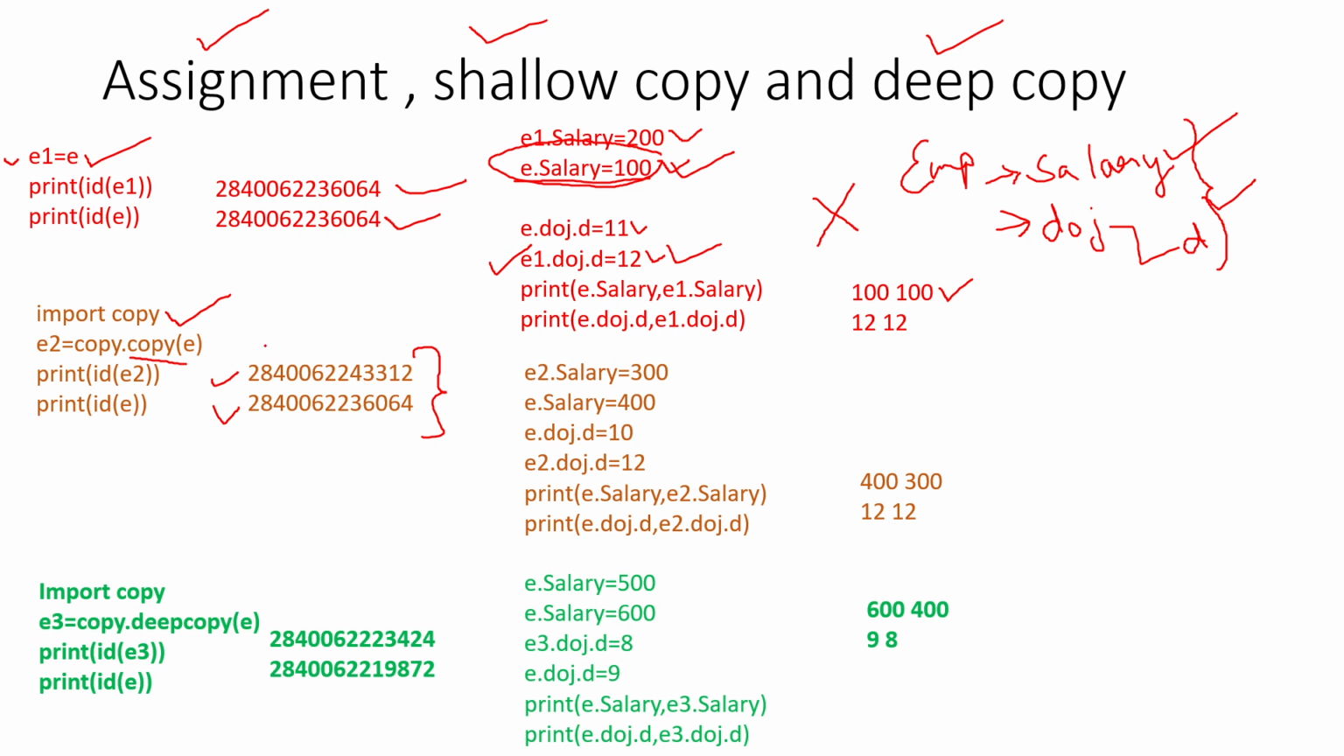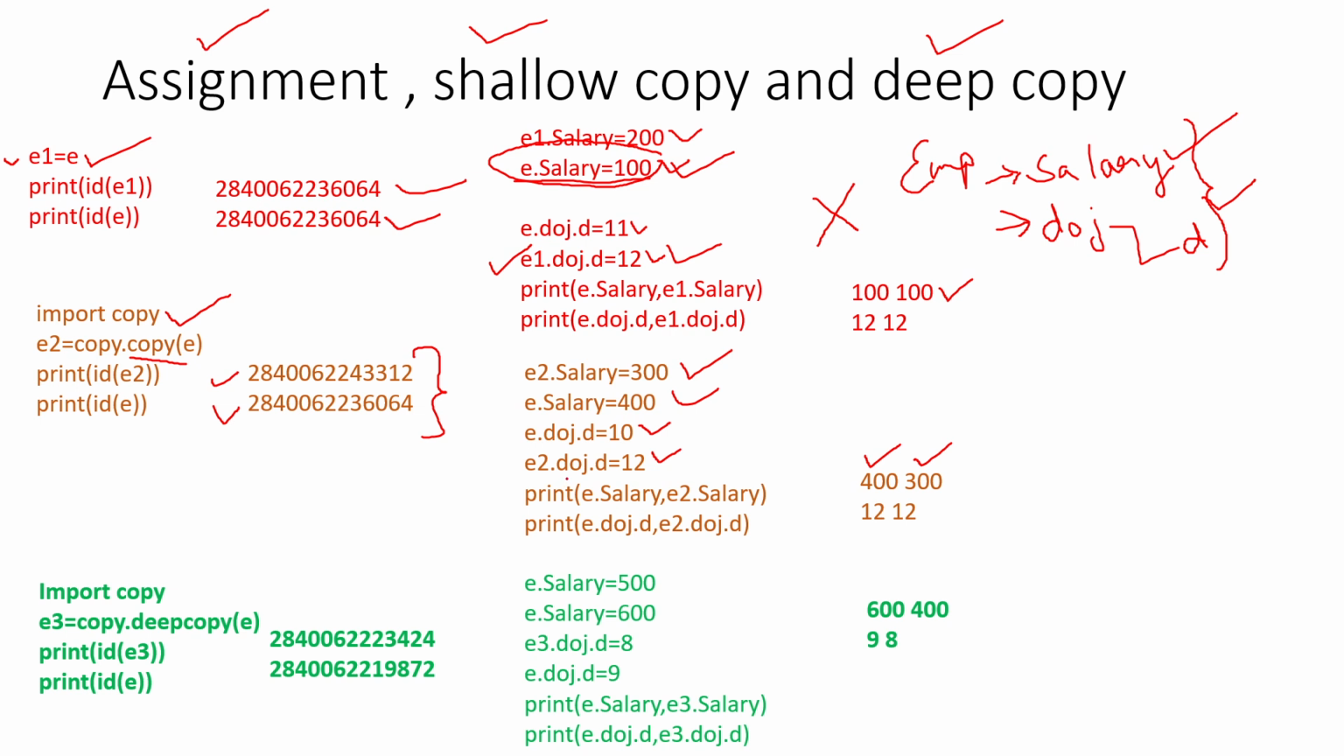Now, how is this different from the previous one? As usual, I'll be setting salary values on both objects, and in the same way the date on both objects. E2.salary, say 300, E.salary is 400. In the same way, I'm going to set the date for E to 10, and 12 for E2. When I print it, you can see that it is not reflected in the other object. Entirely different: 400 and 300 are entirely different because they are different objects.